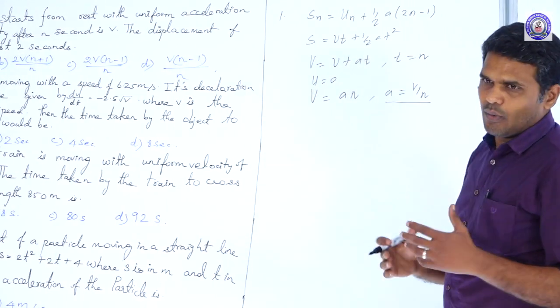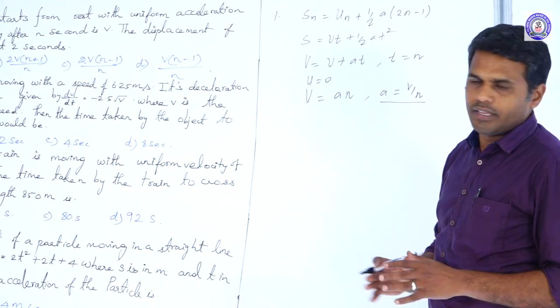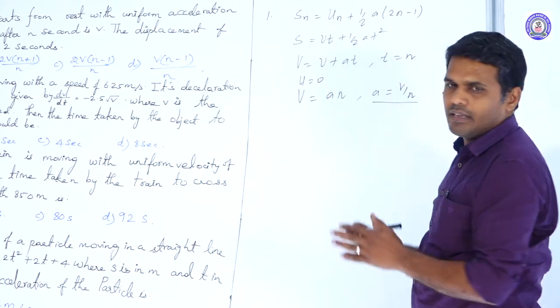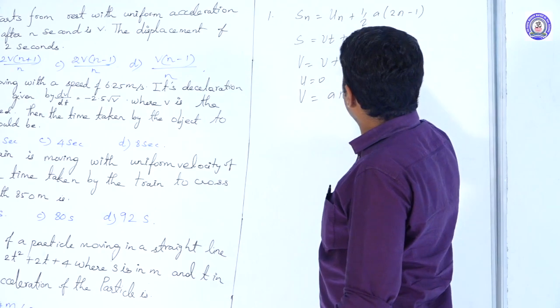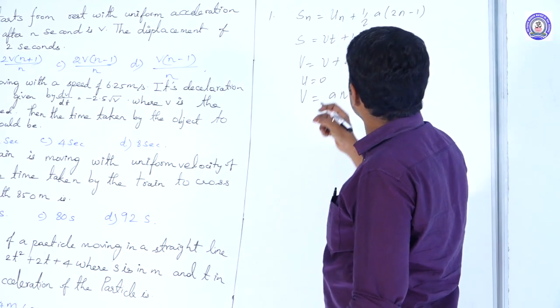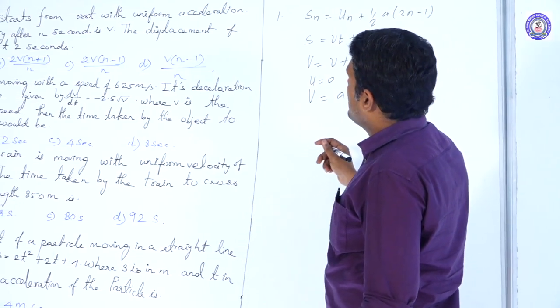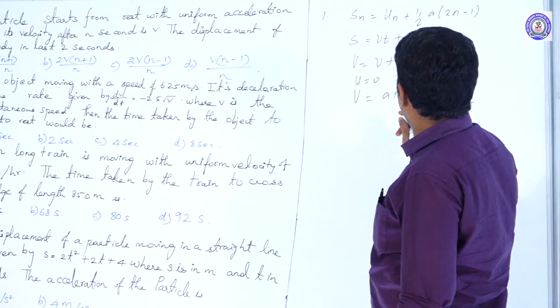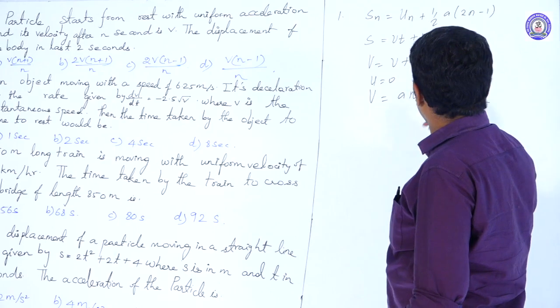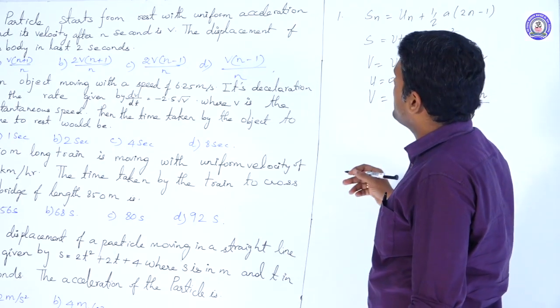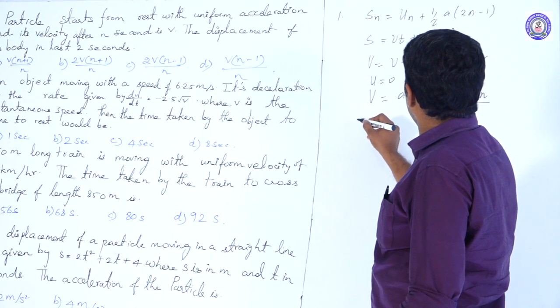So what is essential while solving the problem? If a particular quantity is not given, we have to bring it from the given data. Then we can go on directly with this expression. Sn equals ut plus half a t square and Sn equals u plus half a (2n minus 1). We can choose any one of the formulas here.